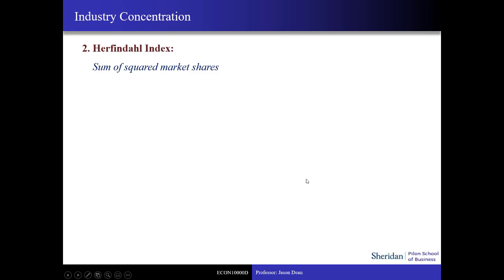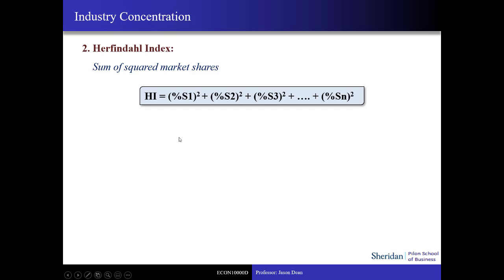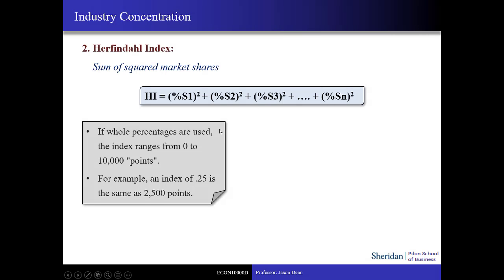Now, the Herfindahl index is simply the sum of squared market shares. So what you do is you take the market share for each firm in the industry, and for each of the firms, you take that market share and you square it, and then you sum all of those squares. And so if you use whole percentages here, so you've multiplied them by 100, then it will range between 0 and 10,000 points. So for example, an index of 0.25 would be 2,500 points.